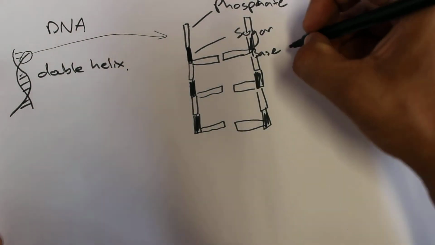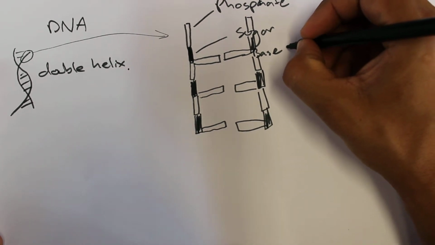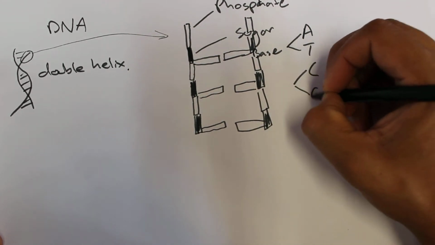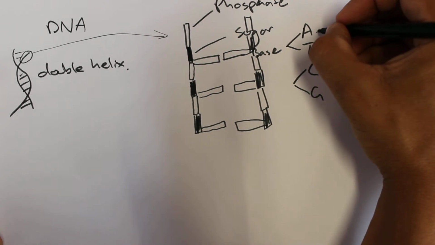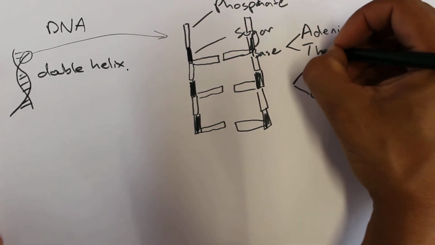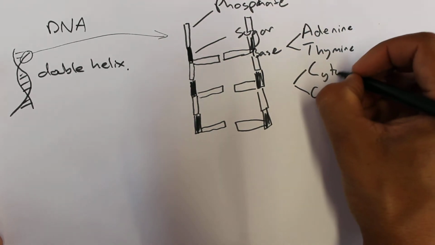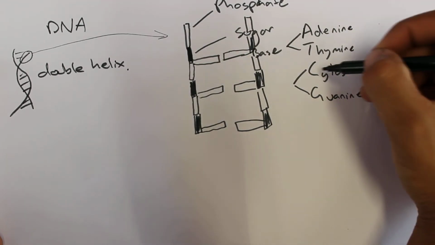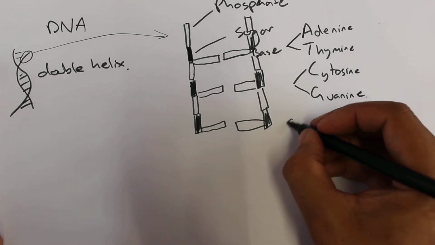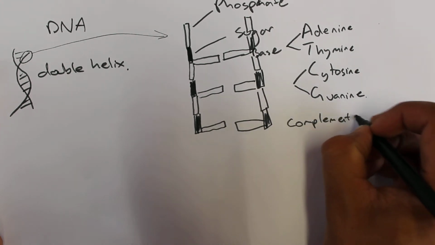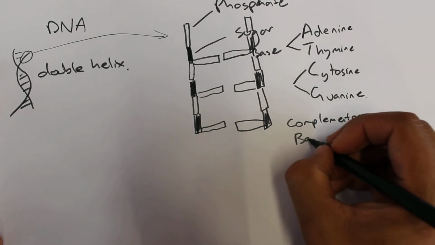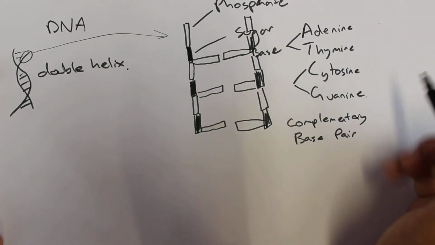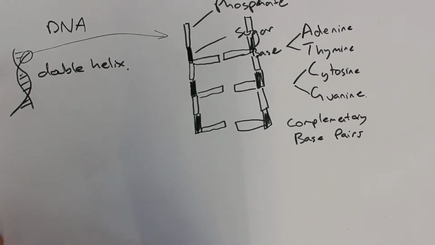Now, when we say base, there are actually four types of bases. And we simply put them down as A, T, C, and G. What they actually stand for are four different chemicals: adenine, thymine, cytosine, and guanine. Now you'll notice that I put the A and the T together and C and the G together. These are called complementary base pairs. And what that means is that they can only pair with each other. A can only pair with T, and C can only pair with G. Okay, that's what we mean by complementary base pairs.